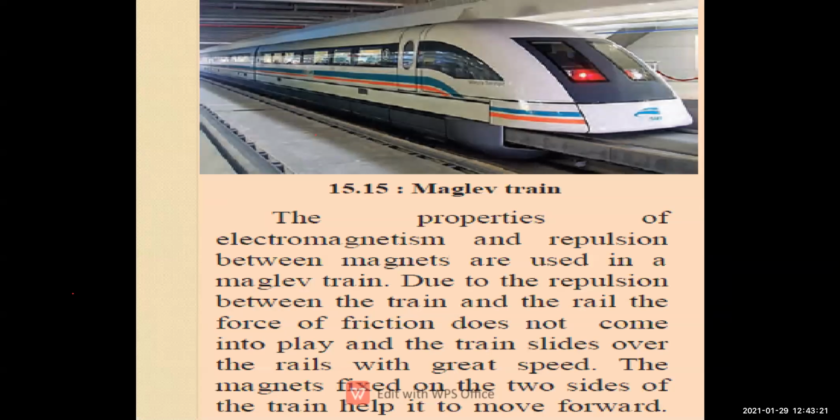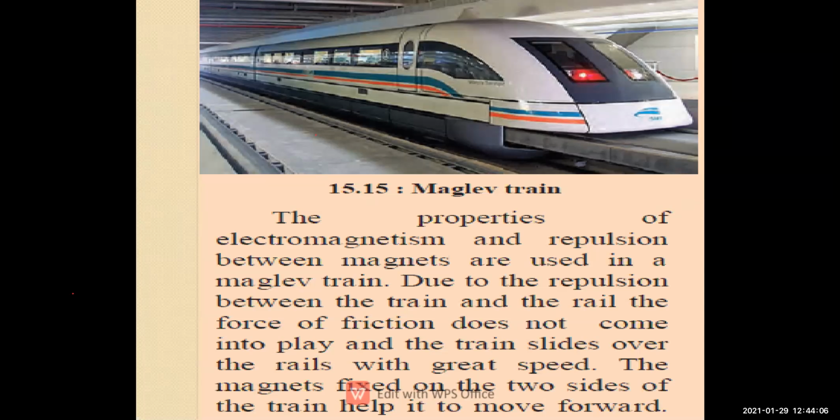Now, here is the maglev train. What is a maglev train? The maglev train also shows the property of electromagnetism. You may doubt how the maglev train shows this property. What happens when the train moves? There is a repulsion between the train and the rails. Whenever the train moves on the rail, a force can be seen, and this force increases the speed of the train, and in this way the train can move from one place to another.